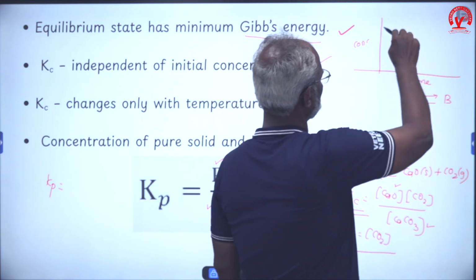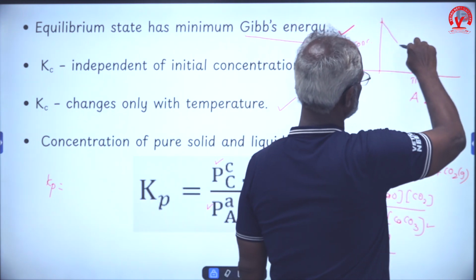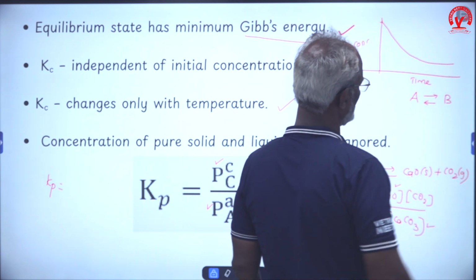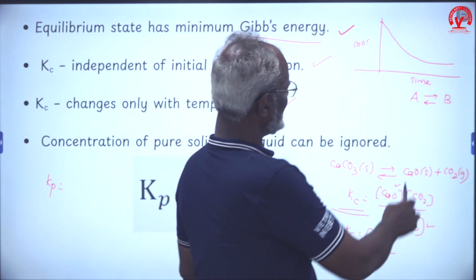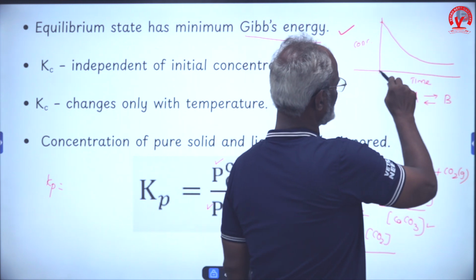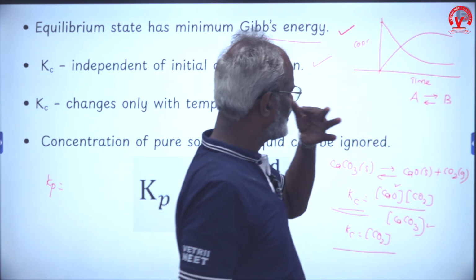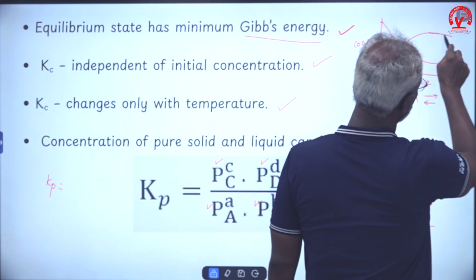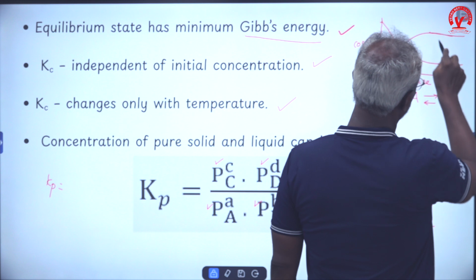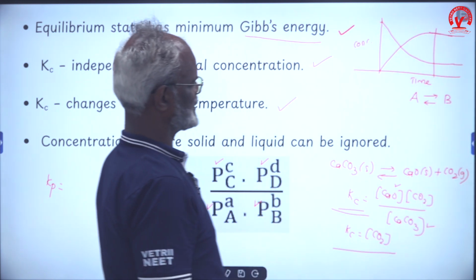Now the concentration of A, say we start from here. The concentration of A will slowly decrease during the reaction. Similarly, the concentration of B, being a product, is initially 0 and gradually increases. You can see in the graph that both curves flatten after some time. This state is the equilibrium state, where the concentrations become constant.